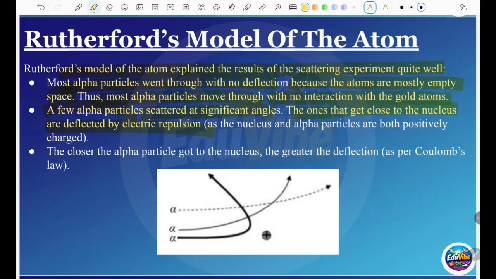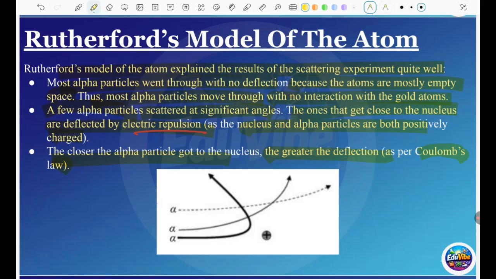An alpha particle which goes very close to a nucleus experiences electric repulsion, because the alpha particle has a positive charge and the nucleus is also positive, so they repel. That's why they say the nucleus is positive: the nucleus and the alpha particle are both positively charged. The closer the particle gets to the nucleus, the greater the deflection, as per Coulomb's law. They also mention that all of this is because of Coulomb's law.